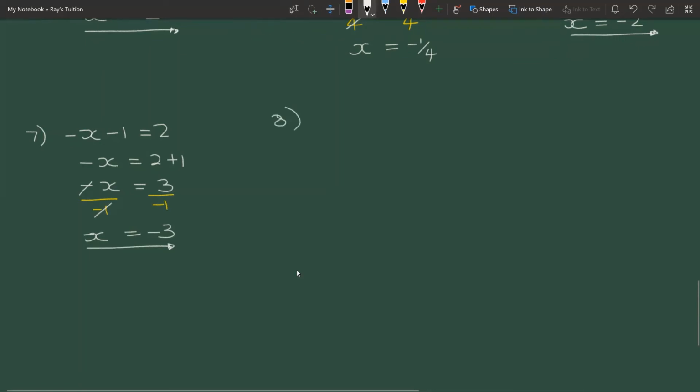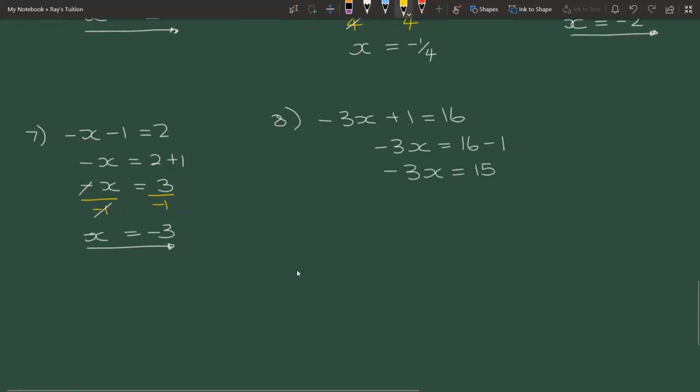Number 8, we have minus 3x plus 1 is equal to 16. So always, always, always get rid of the plus and minus and get the x term alone before you do any dividing. So we're going to then have minus 3x is equal to 16, and when we take over that plus 1, it becomes minus 1. So we have minus 3x is equal to 15.